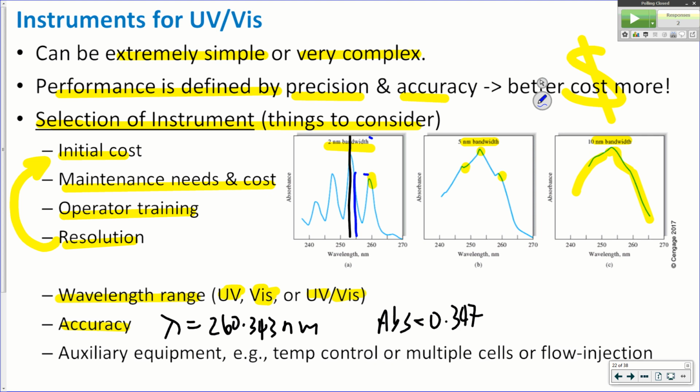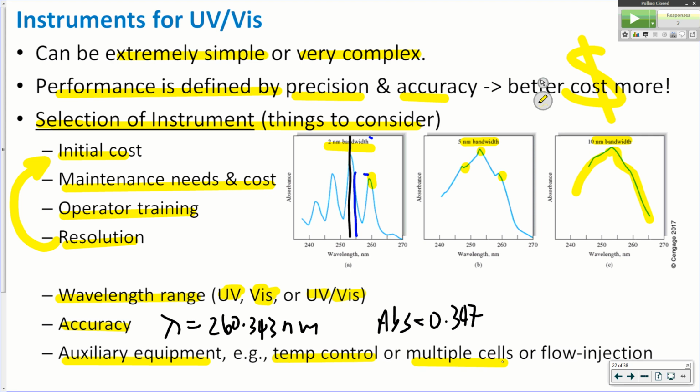And then what really gets expensive are the frills, the add-ons. So auxiliary equipment is the terminology we use to describe that. Does it need temperature control? So if you're doing something that's temperature dependent, do we need that? Do we need multiple cells?